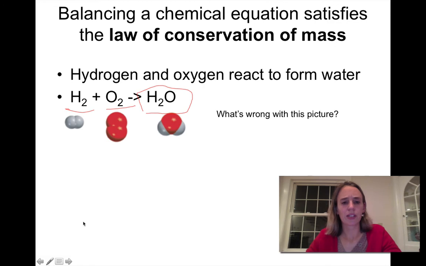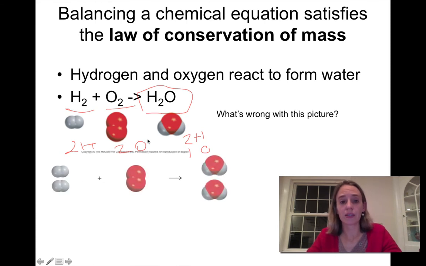Now what's wrong with the picture? The problem here is that, let's count up our atoms. We've got 2 atoms of oxygen. We've got 2 hydrogen atoms. But then in our water molecule, we have 2 hydrogen atoms, but we only have 1 oxygen atom. So it's not like this reaction happened and an atom of oxygen just was destroyed. We need to show that these species, these molecules, react in certain ratios.